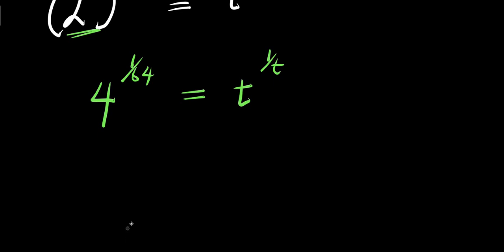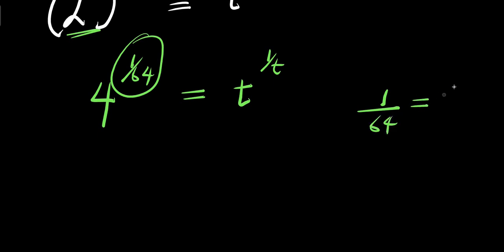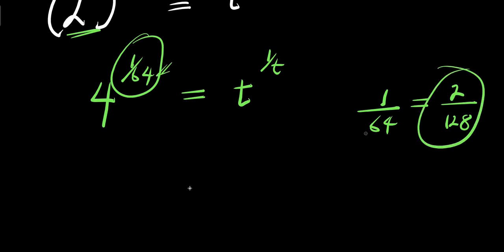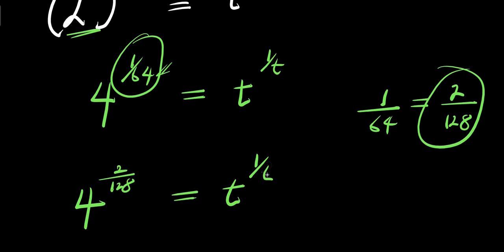Now, the next thing we are going to do is we consider 1 over 64, and this equals 1 times 2, that is 2 over 64 times 2, that is 128. We also replace this with 2 over 128, so we have 4 power 2 over 128, and this equals t power 1 over t.